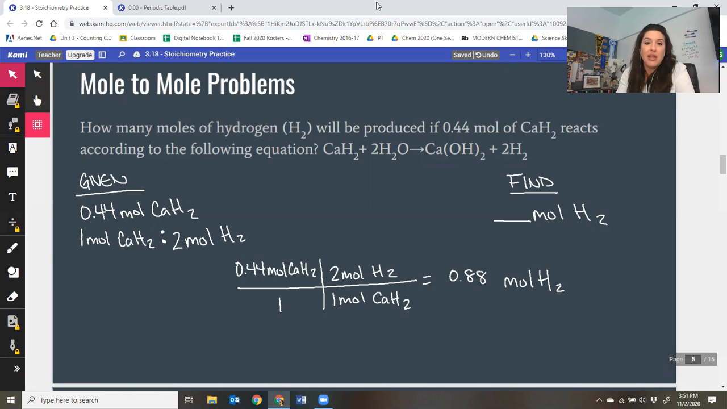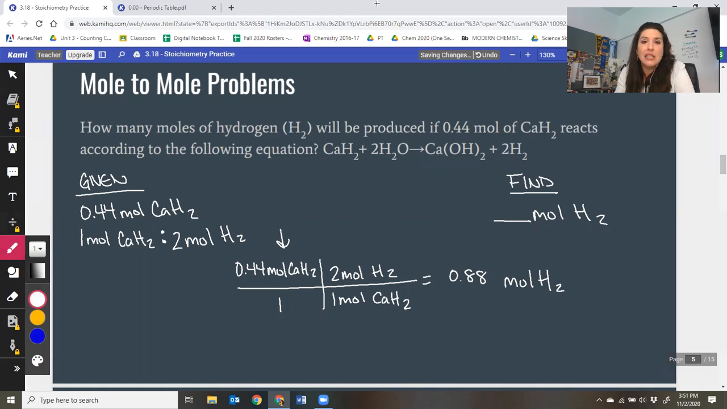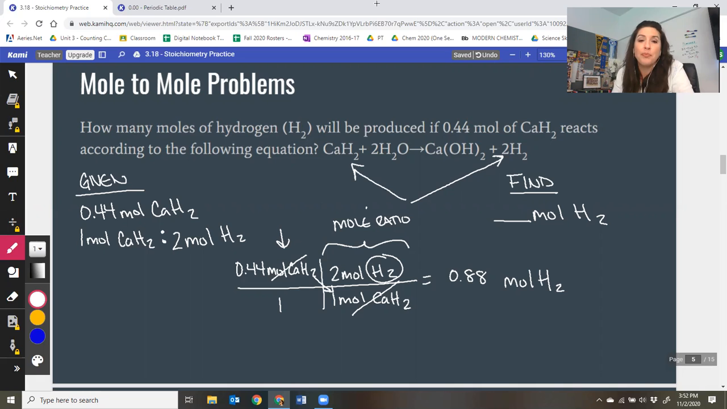I started with a given that I would begin with 0.44 moles of CaH2. I set it over 1, so it would be treated as a numerator and get multiplied. Then I put in the next step the mole ratio. I chose to put moles of CaH2 on the bottom. That way they would cancel out, and I would be left in moles of H2, which is what I'm trying to solve for. So once again, I use this mole ratio, which came from the chemical equation here and here. Punch it into my calculator and I got 0.88 moles of hydrogen gas.